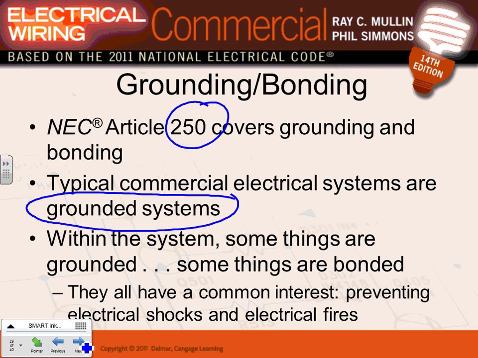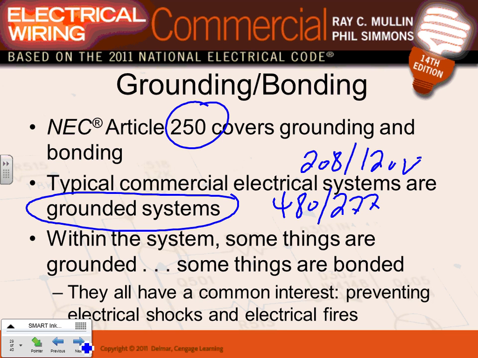Grounded system. Commercial buildings love grounded systems. When you say grounded system, guys, you're talking about 480/277 or 208/120 volt. These are the two systems that are commonly used, right? Grounded system. Ungrounded system is not commonly used. Okay, grounded. Common interest, preventing electrical shocks. Why do we do grounding? To prevent electrical shocks and stabilize the system and so forth. We'll talk about grounding in the industrial project a lot too, guys.